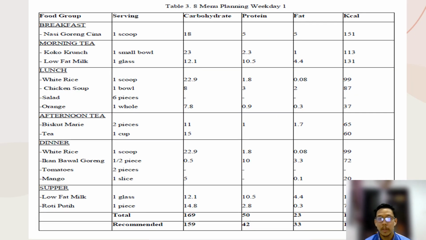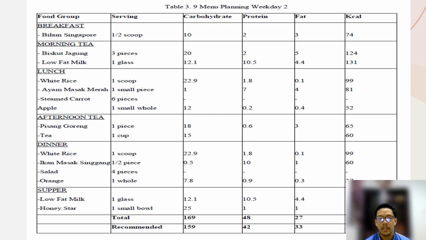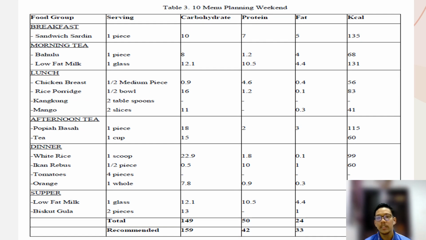So this is the menu planning for weekday 1. We can see that the white rice has been reduced from 2 scoops to 1 scoop, and this is to ensure that the calorie intake is not as high as her previous intake. This is the menu planning for weekday 2 for patient X. And this is the menu planning for the weekend for patient X.